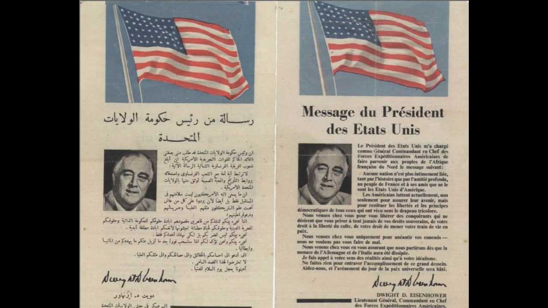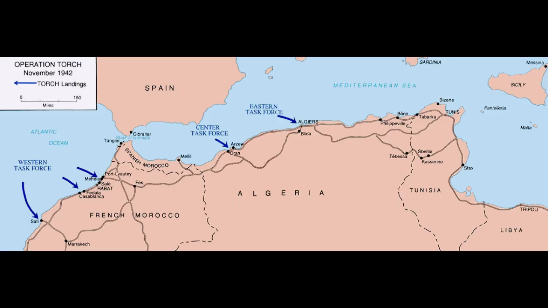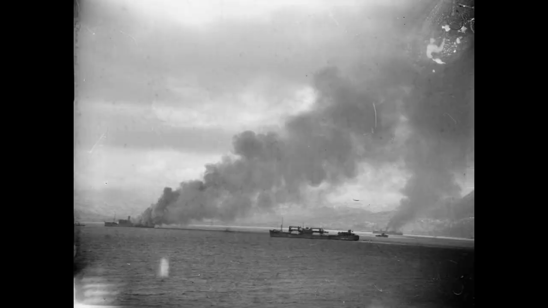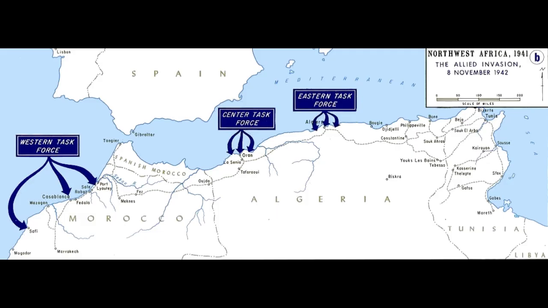At Algiers, the Eastern Task Force met with less resistance, partly due to the efforts of local resistance groups who facilitated the landings. Despite initial resistance, particularly in Casablanca and Oran, the Allies secured all 3 locations within days. An armistice was concluded with French authorities on November 11, effectively ending organized Vichy French opposition.